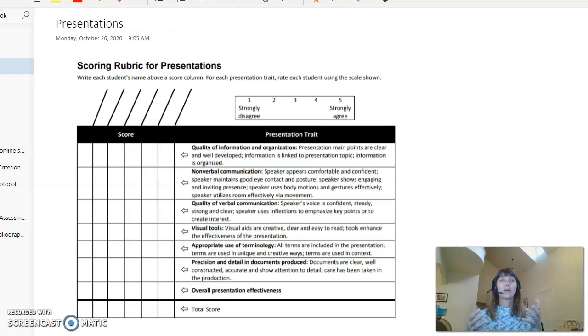Now, really, I'm talking about the oral portion of it, but if you want to talk about stage presence and that visual presentation as well, you may. So go ahead and write that, email it to me.